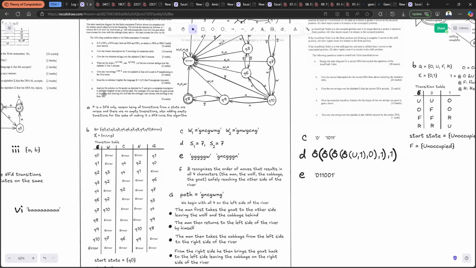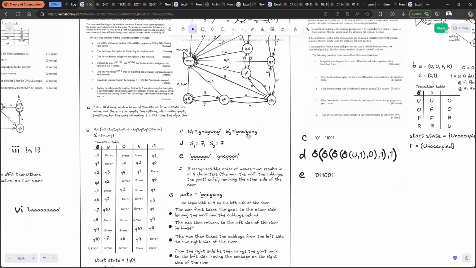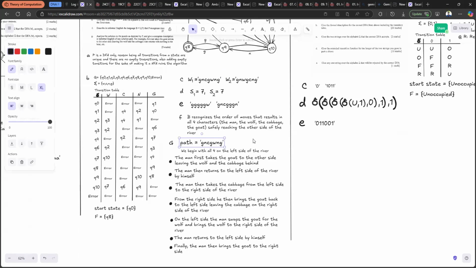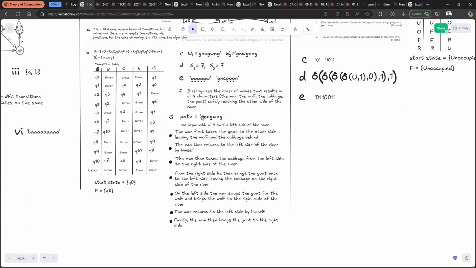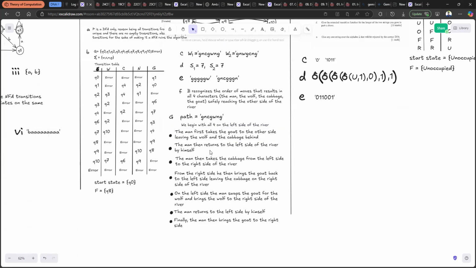Then it says, analyze the solution to the puzzle depicted by P and give a complete description of the solution. From C, we know that any one of these strings is accepted, so any one of them is technically a solution path. I just pick the first one and describe it. G means goat, N means nothing, C means cabbage, and W means wolf. First, with the G, the man takes the goat to the other side. Then N, he comes back by himself.